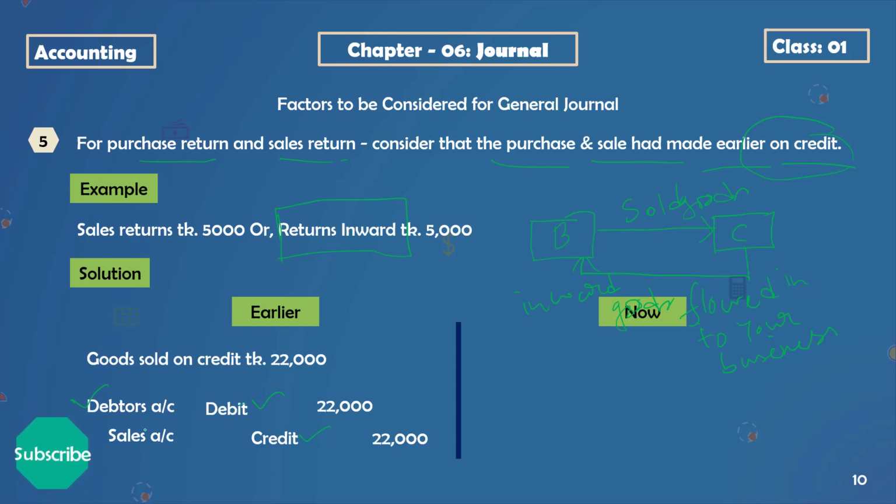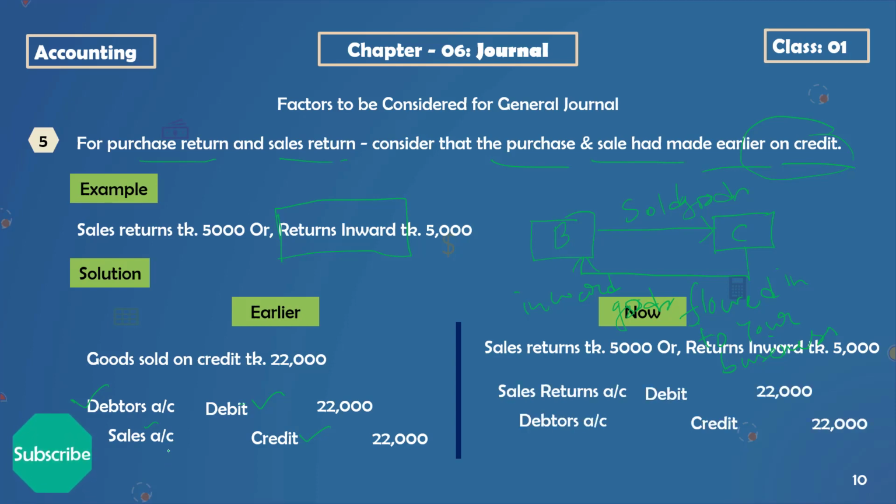And instead of sales, you have to debit sales return. Let's see. Now you have to journalize this transaction as sales return. Instead of sales, you have to write sales return account debit. This is the contra account. You have to remember this. Sales return is a contra account of sales account. Since sales account is credit, sales return account must be debited. And since your customer returned the goods, it will reduce debtors. So debtors account credit.